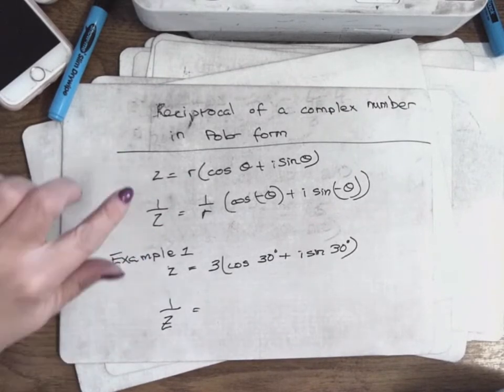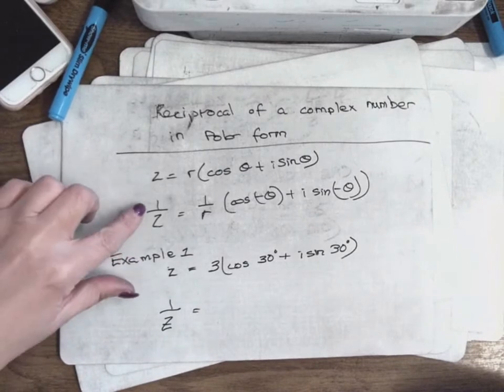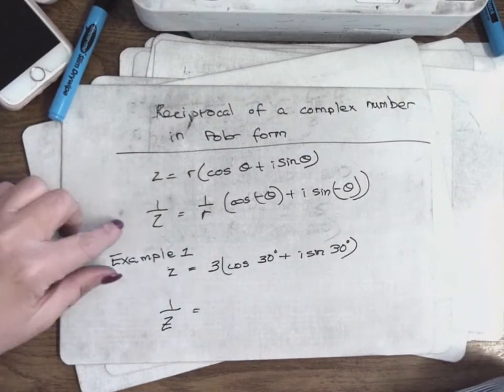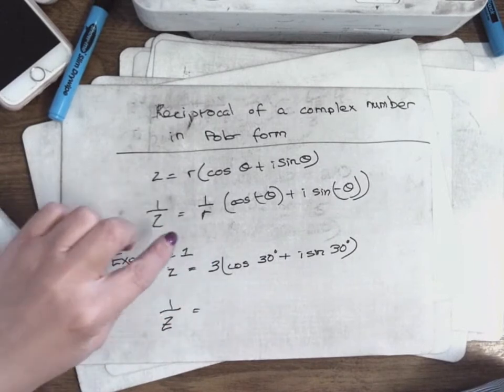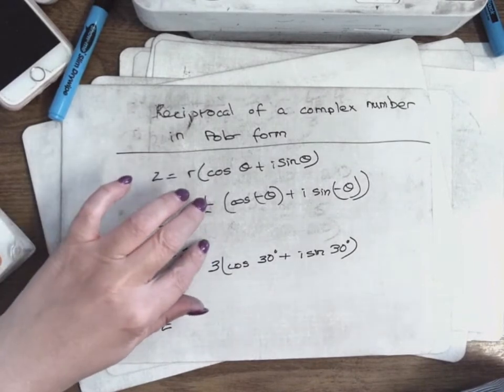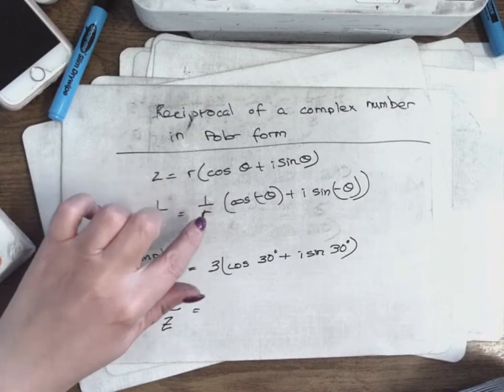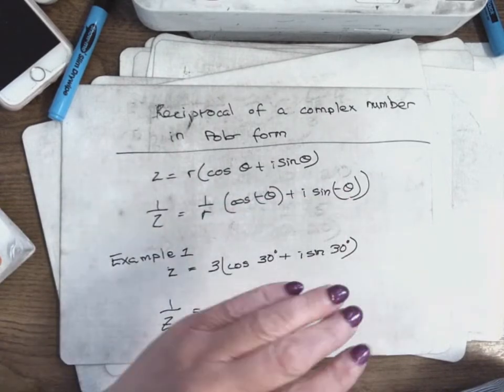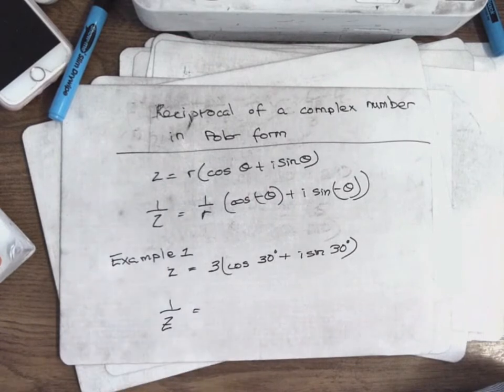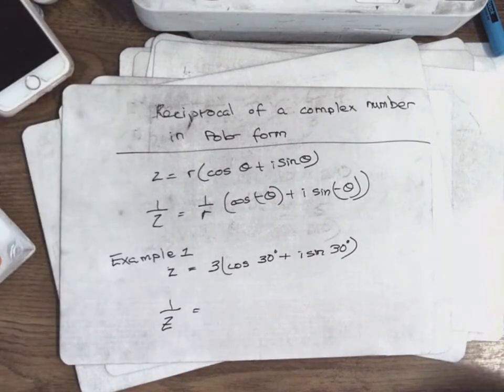Okay? So if I have a complex number and I want 1 over the complex number, now I could do a division there, couldn't I? But in polar form, all you have to do is put 1 over the modulus and put a minus in front of the angle. Which means instead of going anti-clockwise with the angle, you're going clockwise with the angle. And you don't have to change the angle. You can leave it as minus whatever it is.